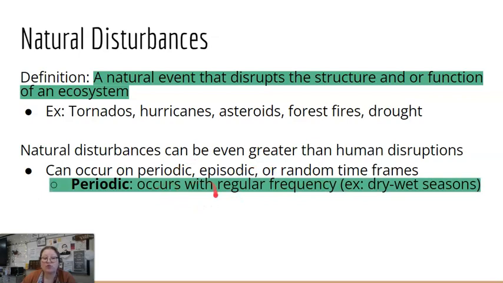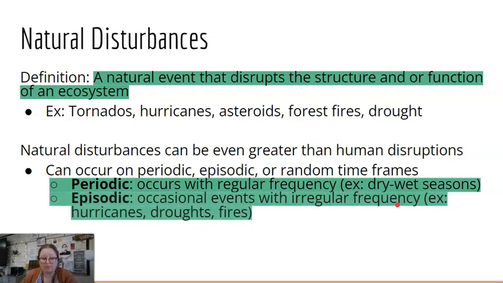Periodic means it occurs with regular frequency. So dry and wet seasons. Depending on the biome, there is a time that it is drier, and there is a time that they're more likely to get rain. That's periodic. It's expected. It's pretty normal.